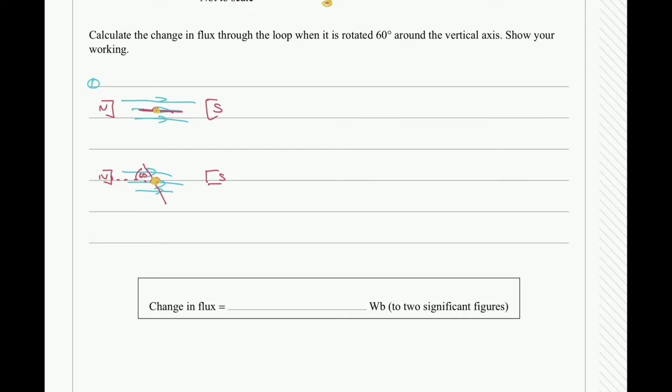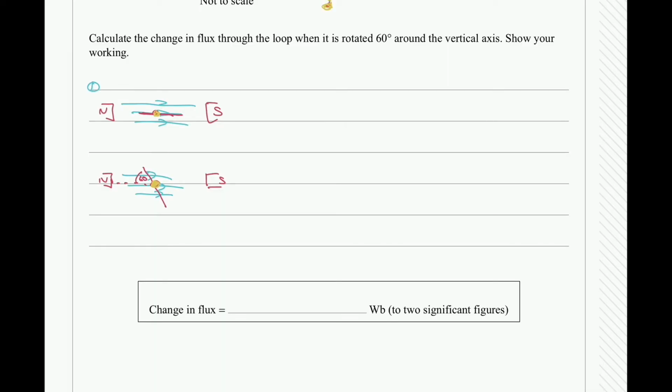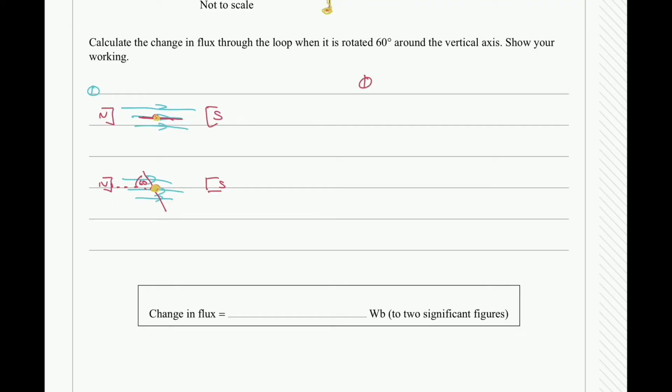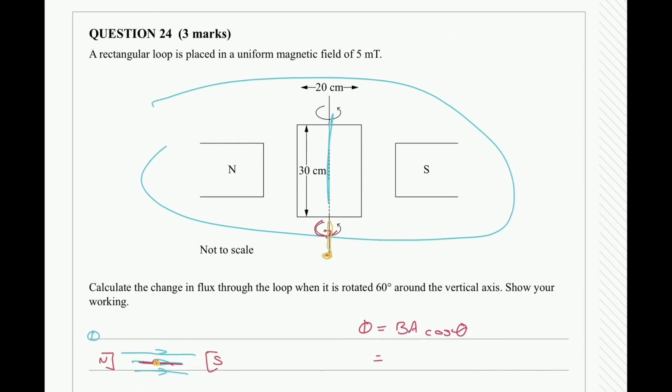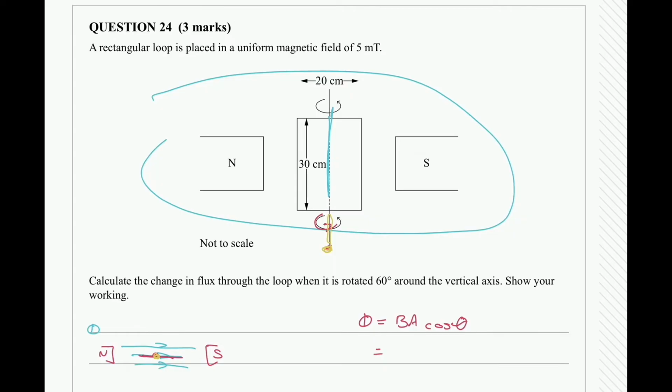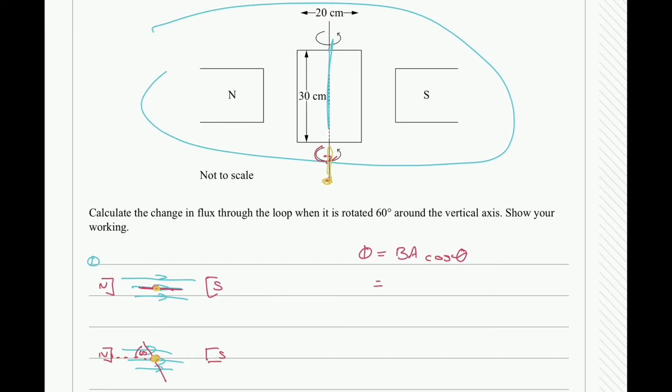60 degrees. So what we're going to use for our formula, so we're trying to calculate the magnetic flux running through. Our magnetic flux formula is going to be flux is equal to BA cos theta. So we know what B is equal to, we also know what A is equal to. We can calculate that. So I'm going to put B as 5 milliteslas. To convert milliteslas to teslas, we're going to times it by 10 to the negative 3. So 5 times 10 to the negative 3. Our area, again, we need to convert it to meters, is 20 centimeters by 30 centimeters, or 0.2 times 0.3.